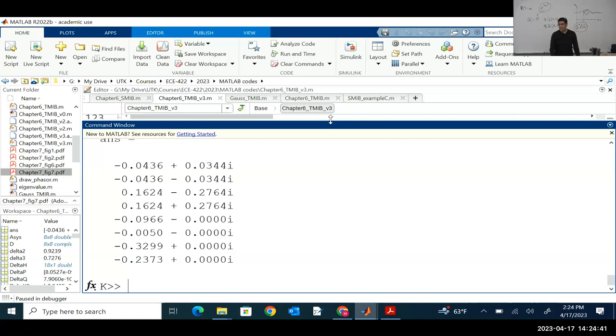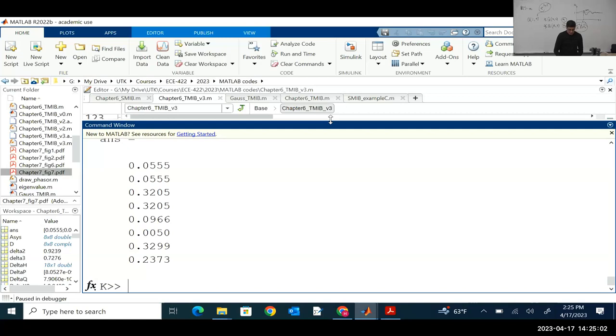What do you see? It's not very clear because it's complex, right? So what I'm going to do here, let's call this mode excitation. I'm going to get the absolute value of the mode excitation. That's the one. And also, the absolute value, I'm going to put next to this the eigenvalues, so we know what we're talking about.